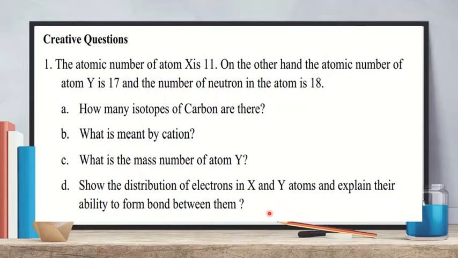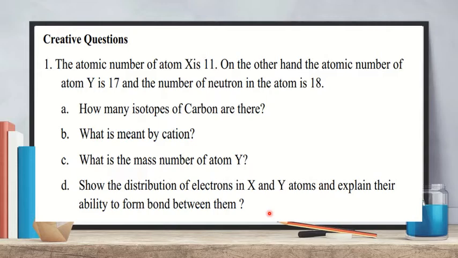Now, question a: how many isotopes of carbon are there? You know, carbon has 3 isotopes and they are carbon 12, carbon 13 and carbon 14. What is meant by cation? You know this, when a metal releases electrons, then it will make a cation because its number of protons becomes more than electrons. So, it will be a cation. So, positively charged atoms are called cations. It is question b.